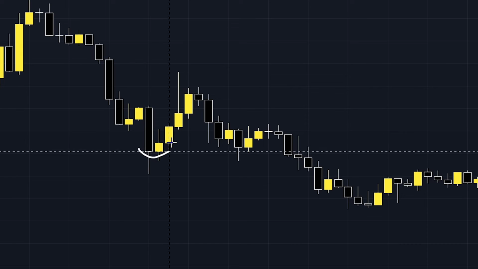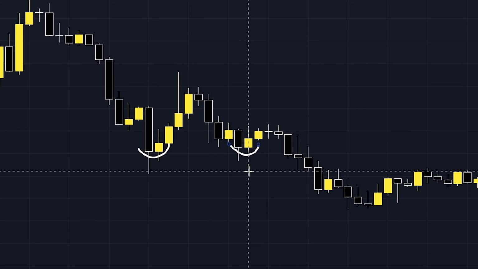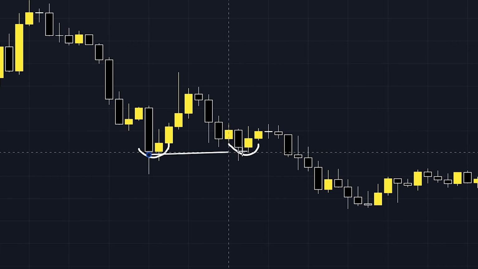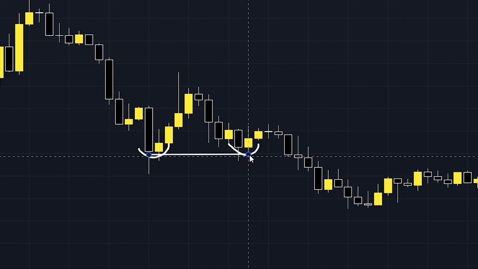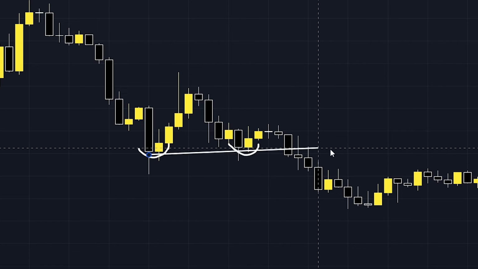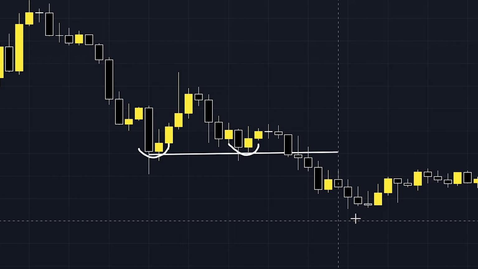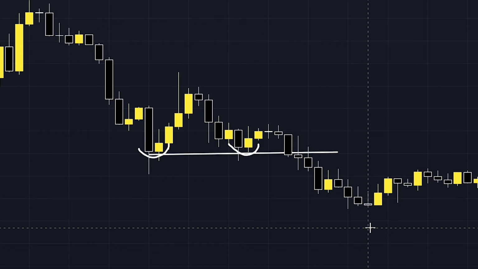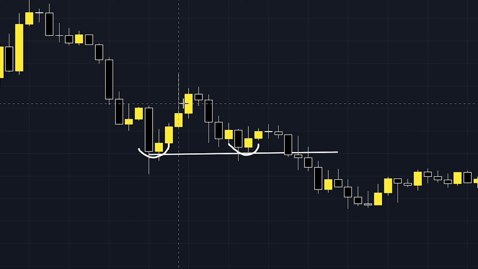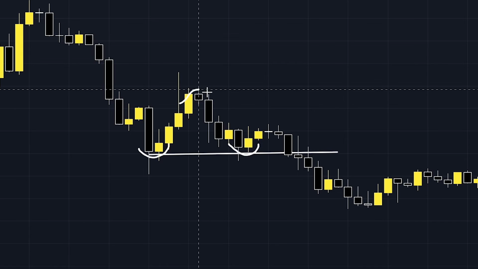First, we have to find two lows, okay? Then we connect these two lows with a trend line and I will continue this trend line in order to use it afterwards. Guys, as you notice, this trend line is a horizontal line and it will be used as a support level. Now, second step, we have to find two highs.